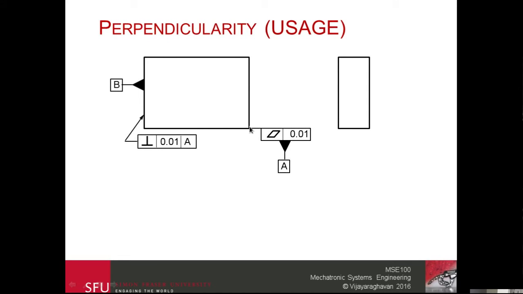You can either have an extension line and then put the symbol within a box, or put an arrow and then give the actual perpendicularity or parallelism symbol, and then you can attach the label either here or to the side as shown here.